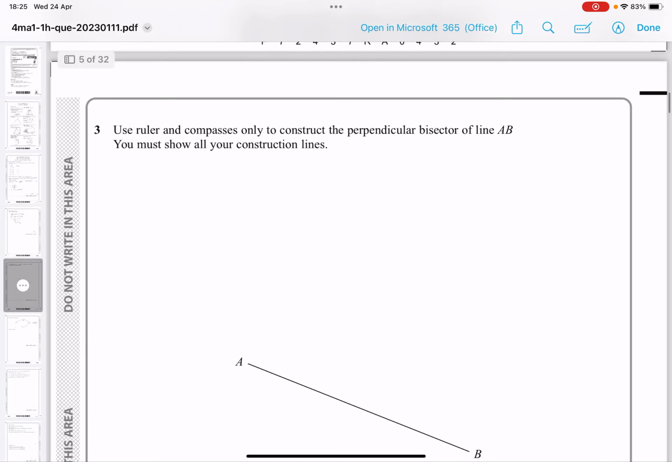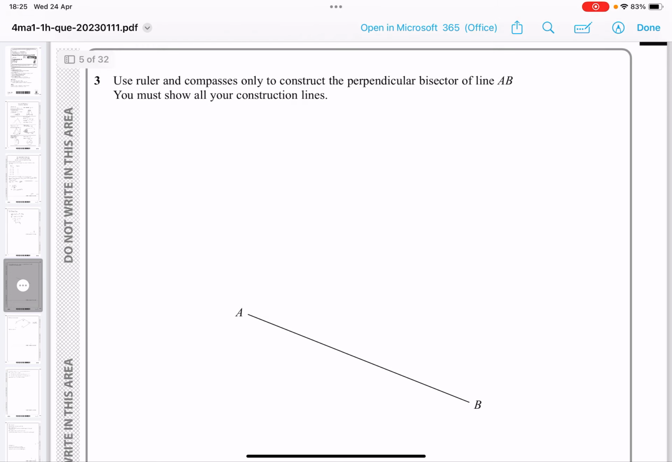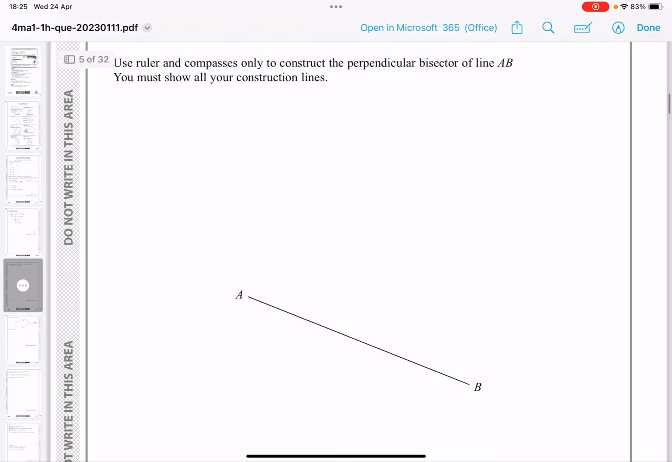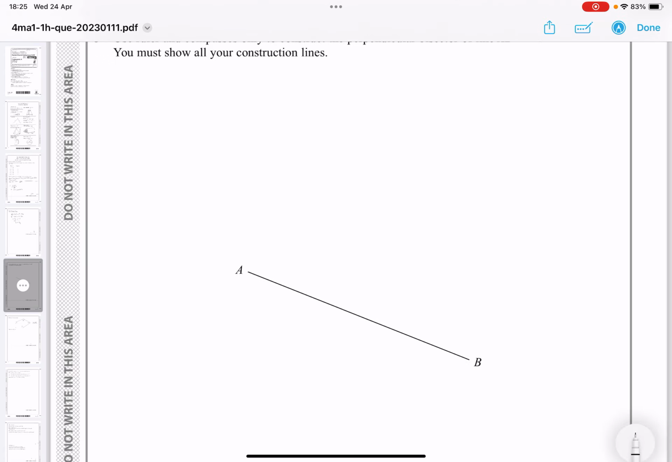Next question. Use ruler and compasses only to construct the perpendicular bisector of line AB. You must show all your construction lines. Okay, for this question, I can't actually use a compass, but I'll go through the process. So you get your compass and you measure roughly with the compass a length greater than half of this, okay? And you draw an arc, something like that with your compass. And then you draw that at end A and you also draw it at end B, like that.